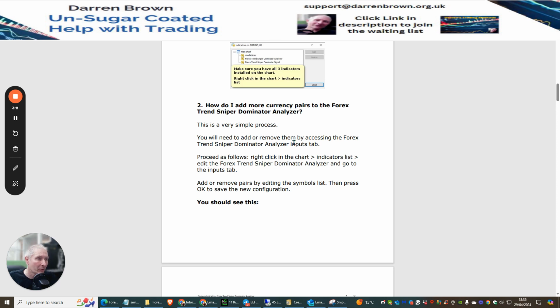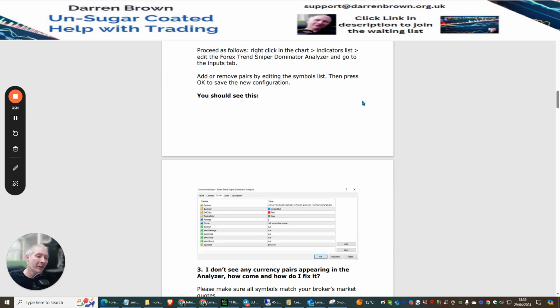All you need to do is add or remove them by accessing the Forex Trend Sniper Dominator Analyzer Input tab. Proceed as follows. Right click on the chart indicators list, edit the Forex Trend Sniper Dominator Analyzer and go to the Inputs tab. Add or remove pairs by editing the symbols list, then press OK to save a new configuration. Just remember that the prefix, if yours is gold, okay, and it's got an X on the end, then you need to make sure you put an X on it. Make sure your prefix is the same as what you're trading. Okay, I'll go into that a little bit more.